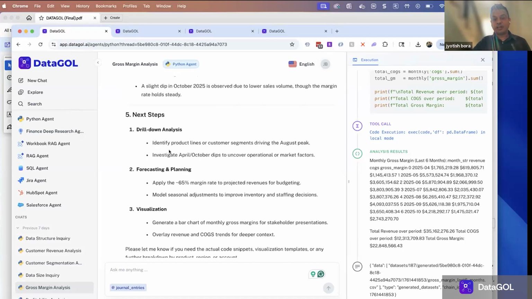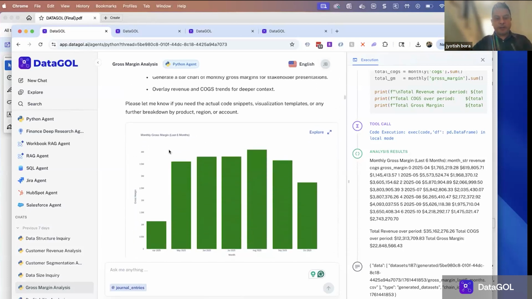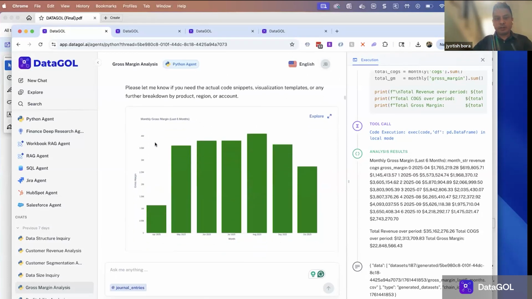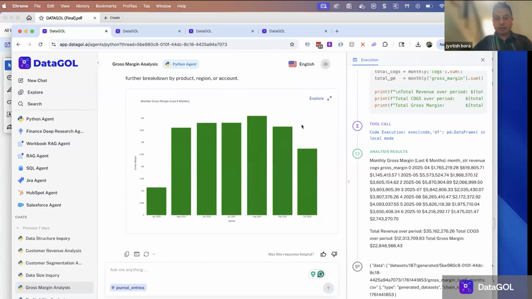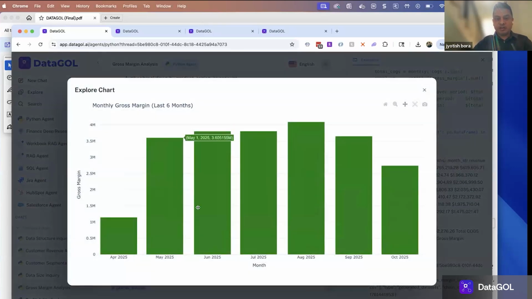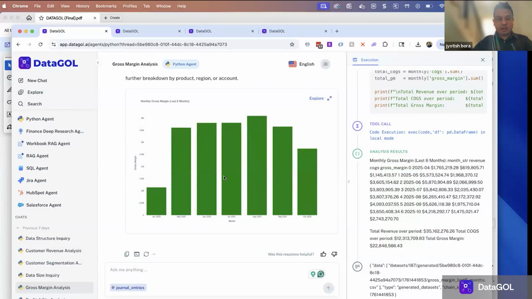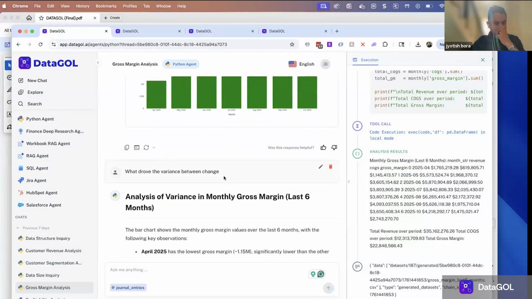So you can identify the product lines and the customer segments that are driving the peak in August. At the same time, it's also giving you some charts that you can look into visually and explore. This is an interactive chart. You can just go and see all the numbers here. Next, the user is asking, can you tell me the variance of what's causing the margin to go up and down?